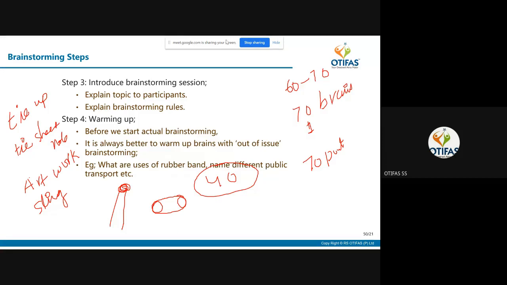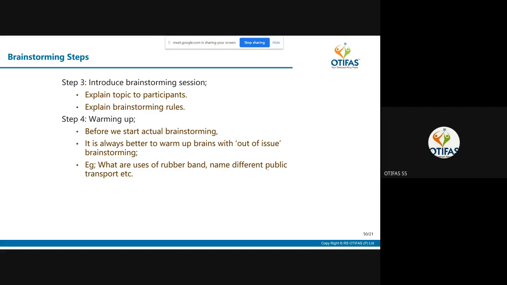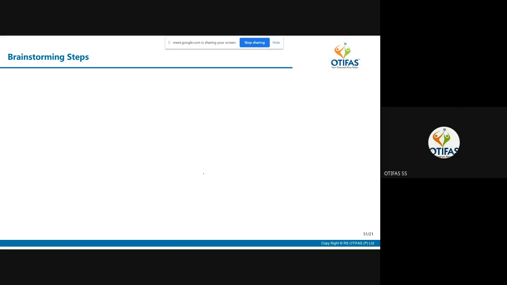So that is the power of brainstorming. When we do a brainstorming, try to conduct a warming up session. For example, what are the different public transport options you can use if you want to come from Mumbai to Delhi? So a warming up is always good before you do the actual brainstorming session.